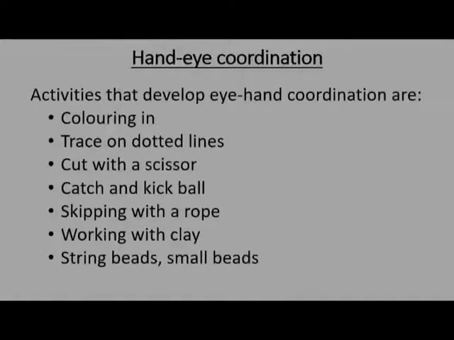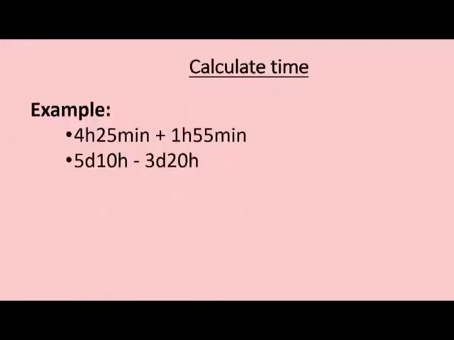How can I assist my learner with hand-eye coordination? I can do the following. Give him some work to color in. Give him something to trace the dots on. He can cut with a scissor. Give him something to cut. Catch and kick a ball. Kicking or skipping with a rope. Working with clay and stringing beads.